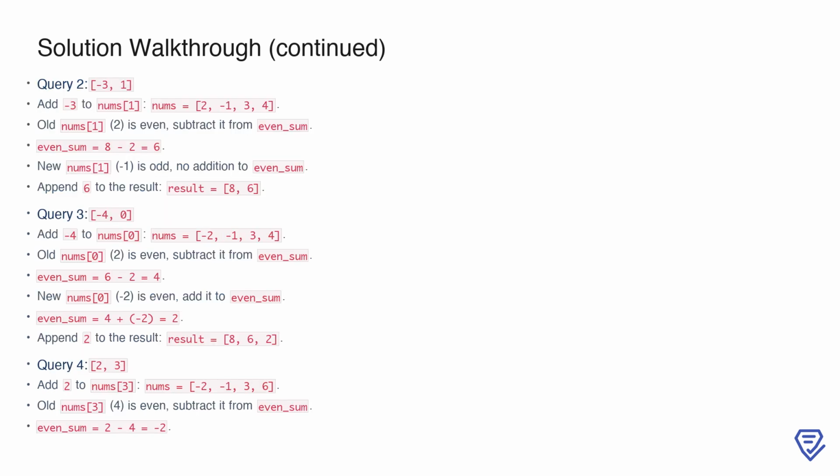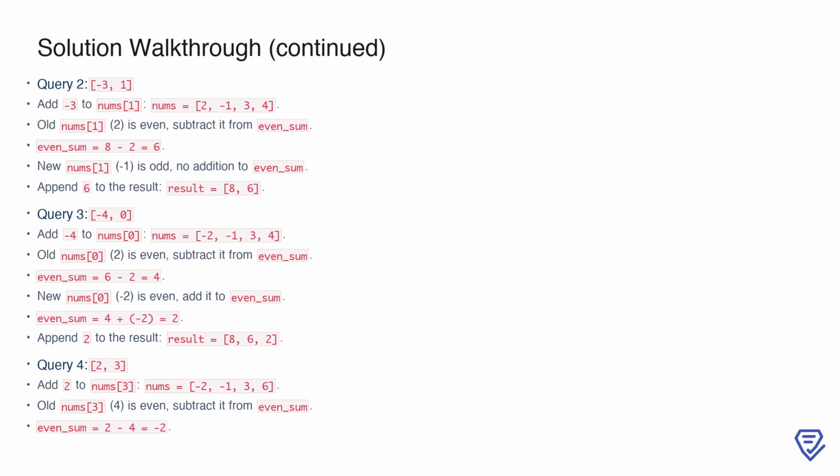Now, for the second query, [-3, 1], we add -3 to nums[1], updating the array to [2, -1, 3, 4]. The old value at nums[1] was 2, which is even, so we subtract it from the even_sum, reducing it to 8 minus 2 equals 6. The new value, -1, is odd, so it does not contribute to the even_sum. As a result, we append 6 to the result, making it [8, 6].